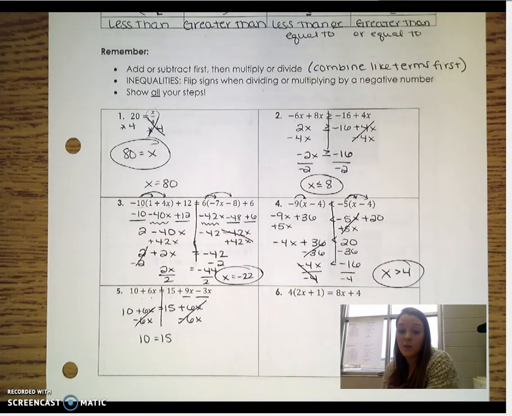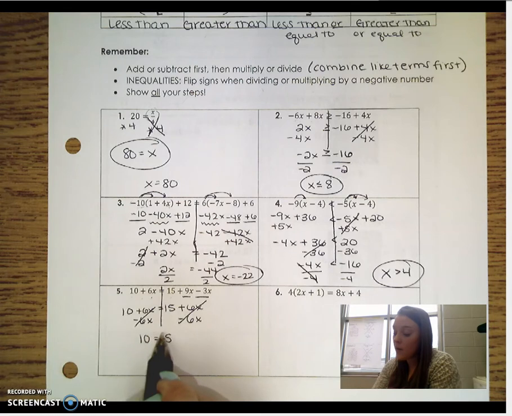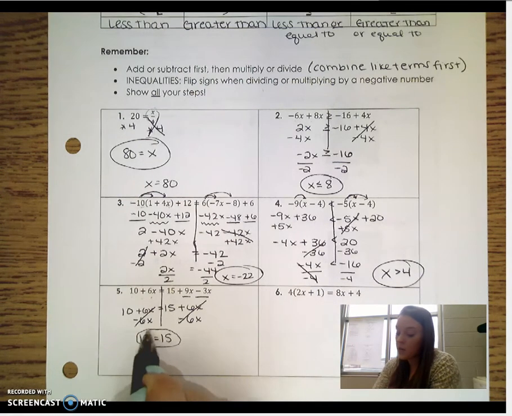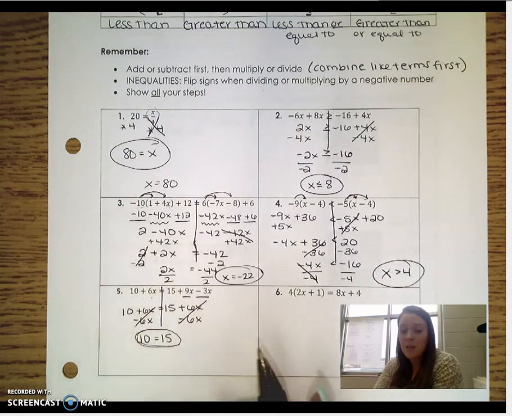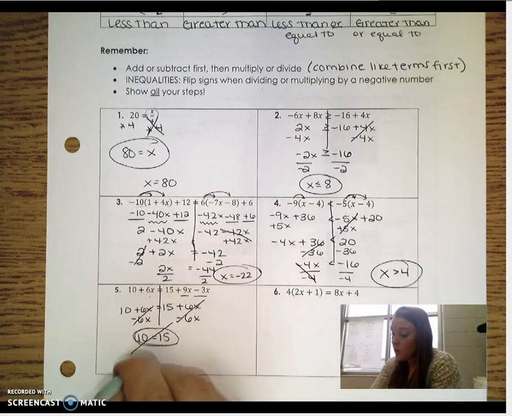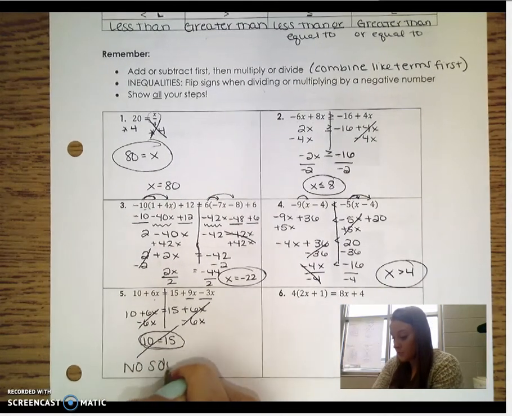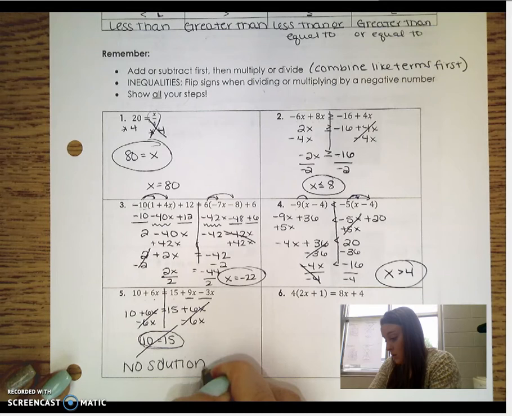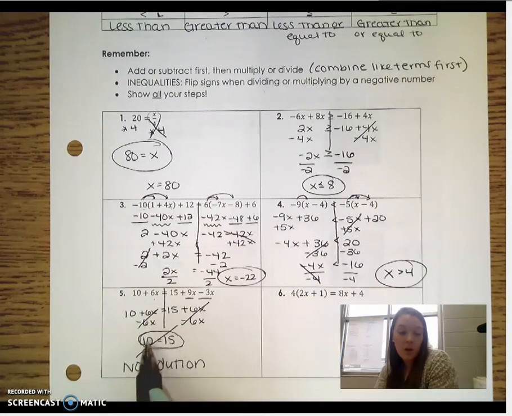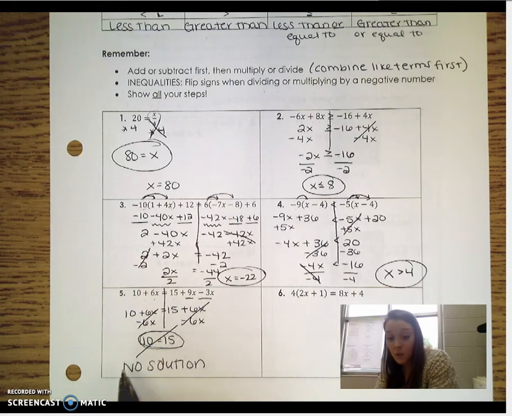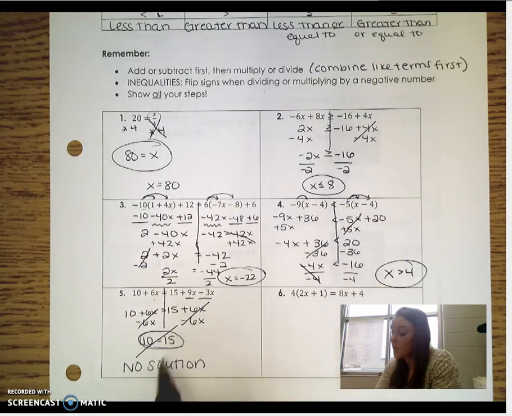We all know that 10 does not equal 15. 10 equals 10. 15 equals 15. So whenever you have an expression or an equation that doesn't make sense or is not true, you have no solution. So whenever you end up with 2 numbers that are different numbers, that makes no sense. 10 will never equal 15. 10 will always equal 10. 15 will always equal 15. Doesn't make sense, it's no solution.